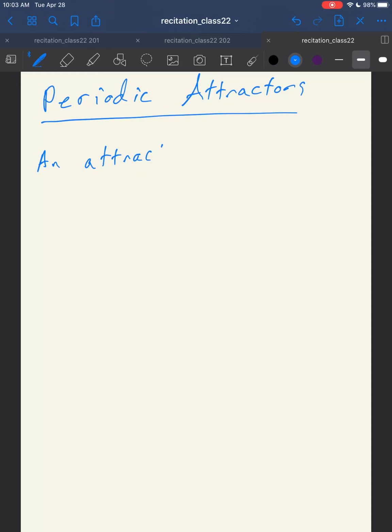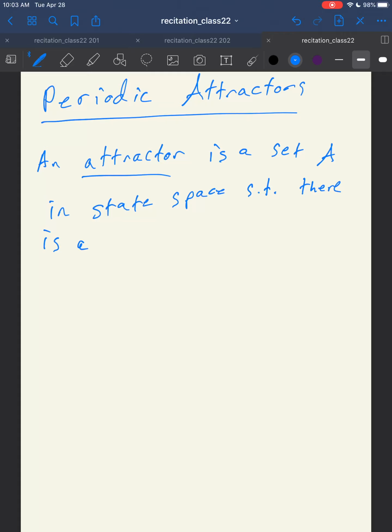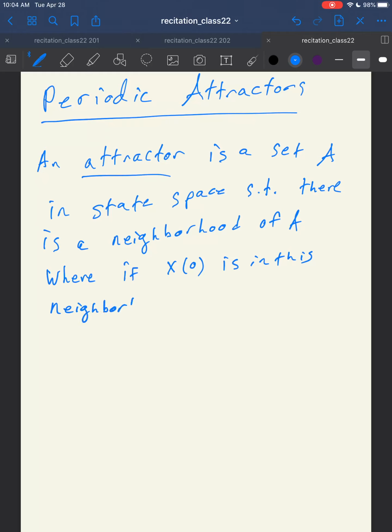Right, so an attractor is a set, let's call it A for attractor, in state space, such that there is a neighborhood around this set where if we start in the neighborhood, so if x of 0 is in this neighborhood, then x of t approaches A as t goes to infinity.